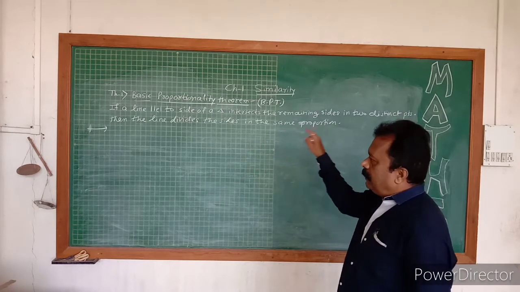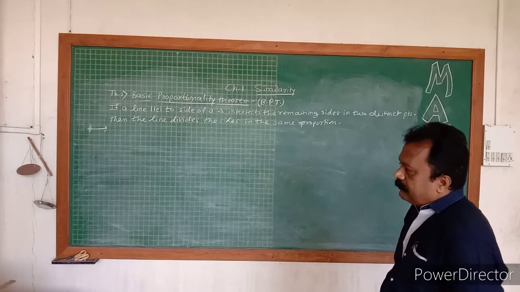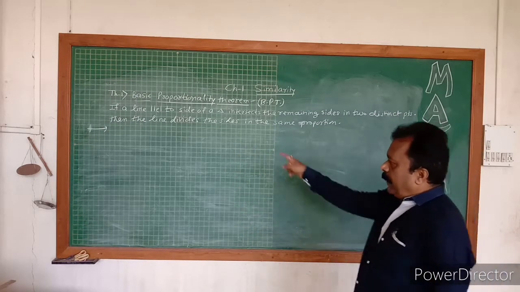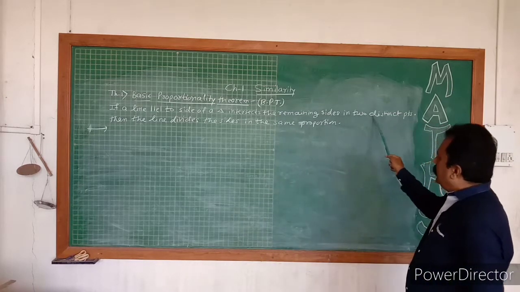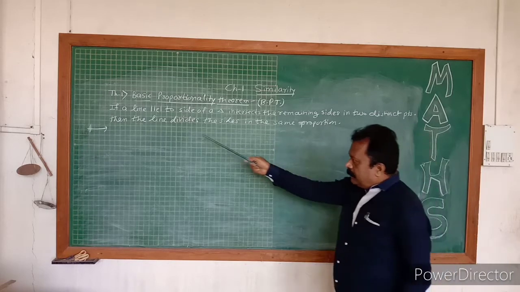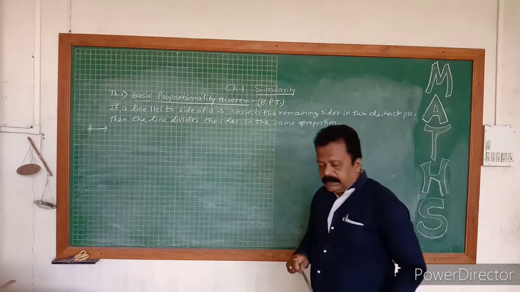It wholly depends on triangles. Now the statement is given. If a line parallel to a side of a triangle intersects the remaining sides in two distinct points, then the line divides the sides in the same proportion. This is the statement.